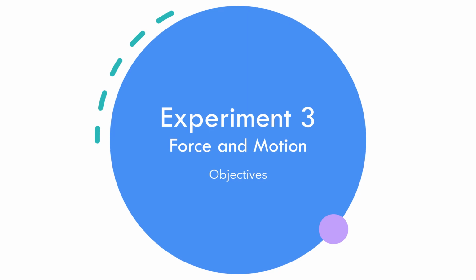The main objectives for Lab 3 are to develop a reliable method for measuring forces, learn how to use a force probe and measure the force using the probe, and finally, exploring the relationship between an object and the forces that are applied to that object.